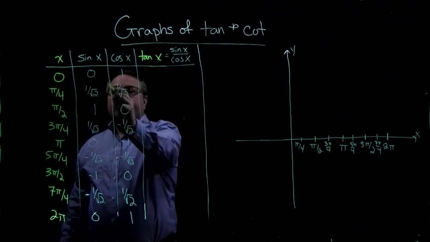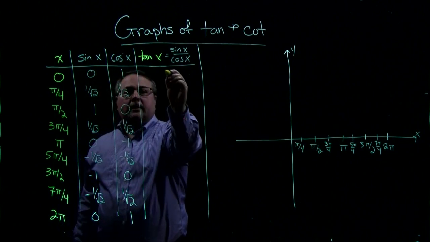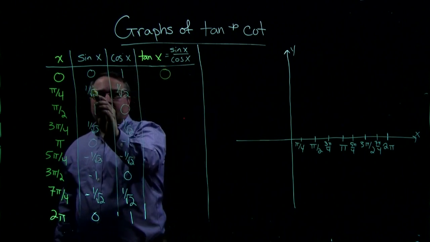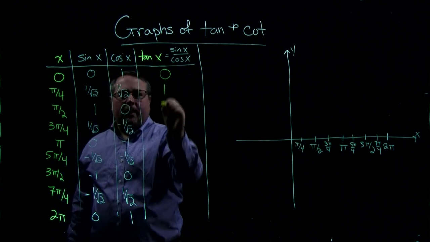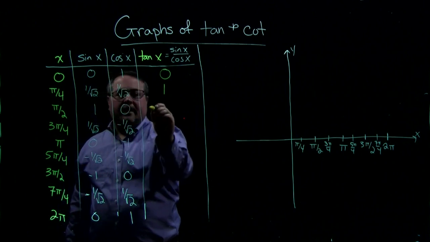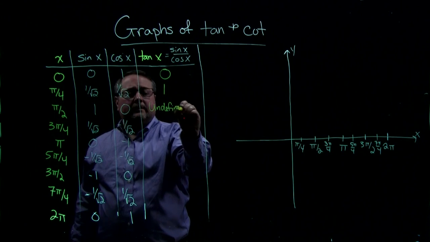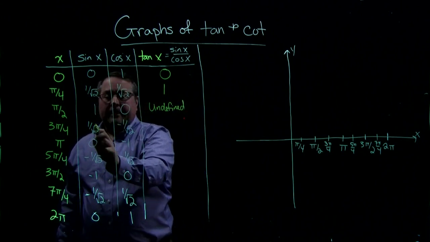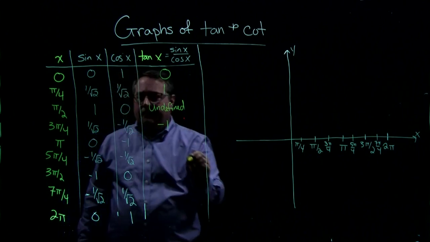Okay, so doing that, when x is 0, tangent is 0 over 1, which is 0. When x is pi over 4, sine over cosine is 1 over root 2 divided by 1 over root 2, which is 1. When x is pi over 2, tangent would be 1 divided by 0, which is undefined. When x is 3 pi over 4, sine over cosine is 1 over root 2 divided by negative 1 over root 2, which is negative 1.